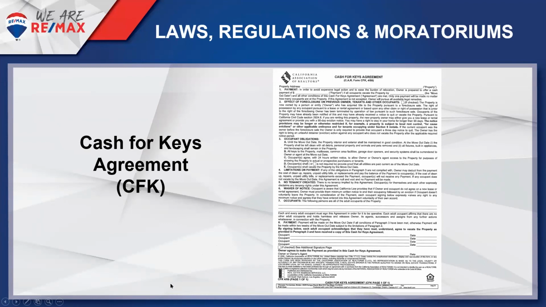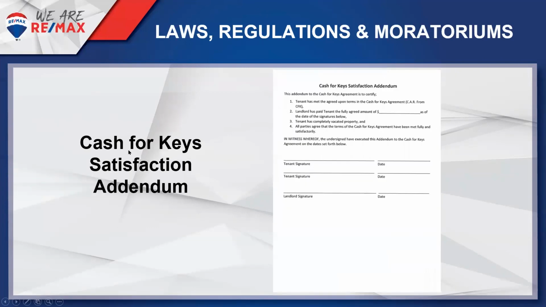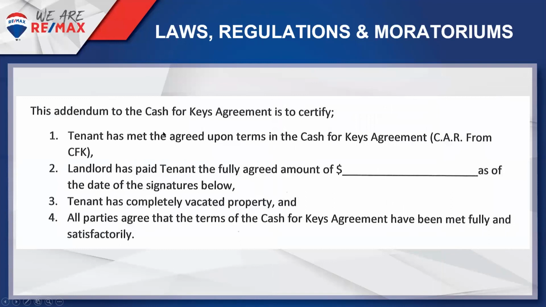What's not in CAR forms, and I joke, but I don't joke, I guess, I'm going to suggest to the forms committee that they come up with a cash for keys satisfaction addendum. You want to memorialize that the tenant has agreed to the cash for keys agreement and that you've paid them the money, and that the tenant, this is important, has completely vacated the property. Because once they vacate the property, if they move back in, they don't have the same tenant rights they had prior to vacating.